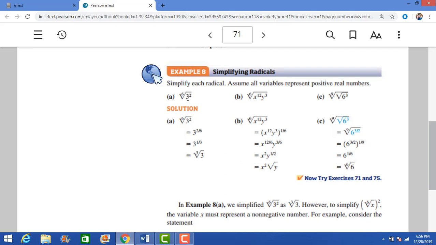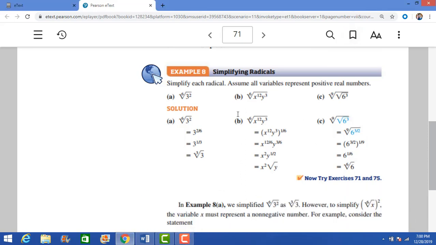Well, we would take this and write it as a rational exponent. So this would be written as 3 to the 2/6 power, which simplifies to 3 to the 1/3 power, which is equal to the third root of 3, and we're done.